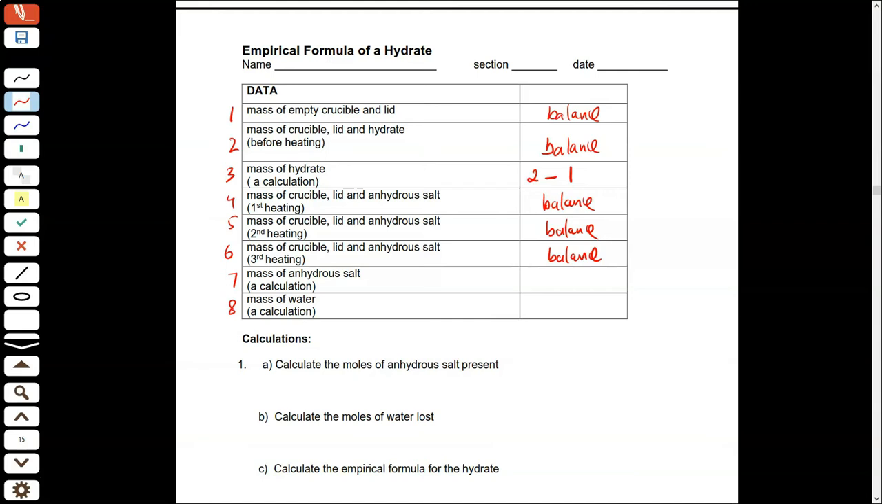The mass of anhydrous salt, which is the salt left over after you heat the hydrate, will be equal to the difference between row number 6 and row number 1. And the mass of the water will be the difference between row number 2 and row number 6.